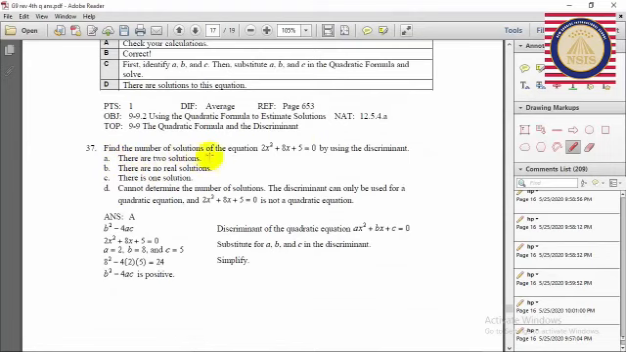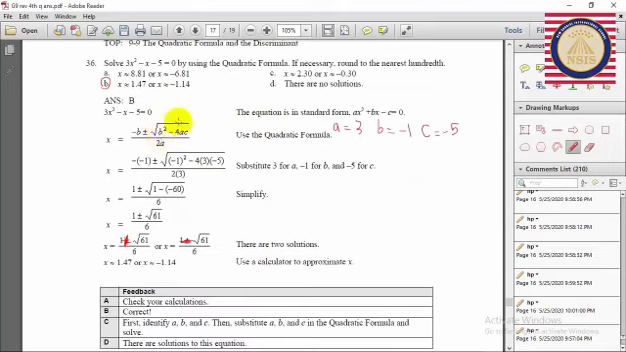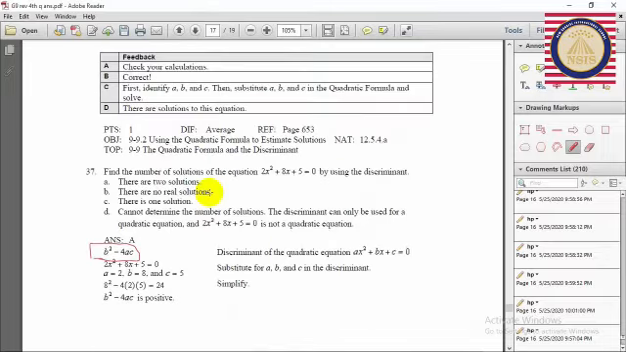Here, another type of questions. Find the number of solutions of the equation by using discriminant. Do you remember what the discriminant is? Here, this is the discriminant, which is what is under the square root. The part which is under the square root is called the discriminant. B power 2 minus 4AC.